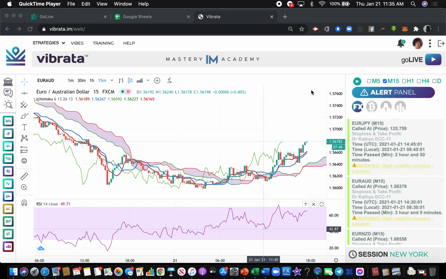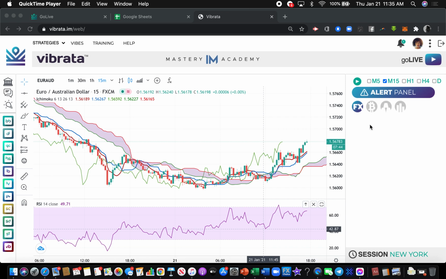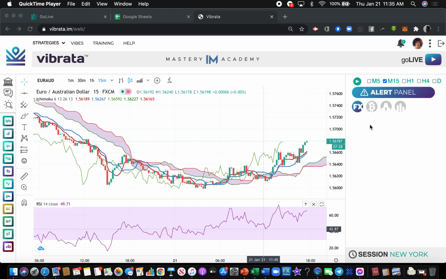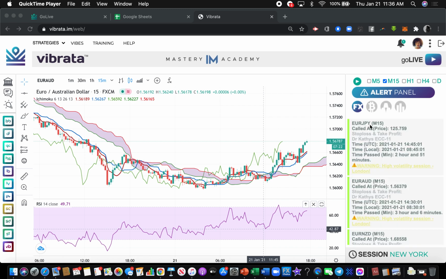So what I want to do, it looks like the market is kind of moving slow right now. No trades have come out in almost 3 hours. But what I want to do is take one of these older trades to show you what you're looking for, because the way the Vibrata works is that you get an alert whenever the market has gotten to a point of support or resistance. And so you'll tend to see a little bit of consolidation before it breaks out in its particular direction.